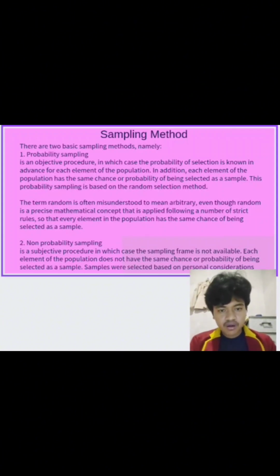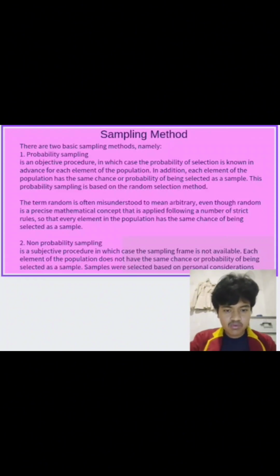The term random is often misunderstood to mean arbitrary, even though random is a precise mathematical concept that often follows a number of strict rules so that every element in the population has the same chance of being selected as a sample.